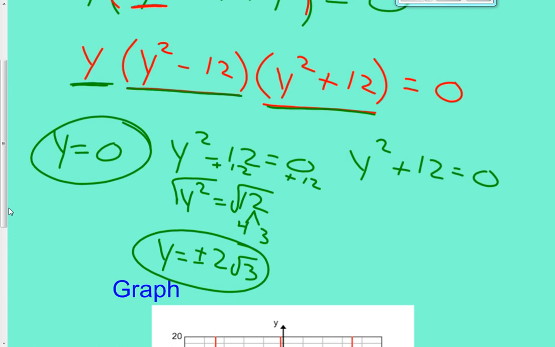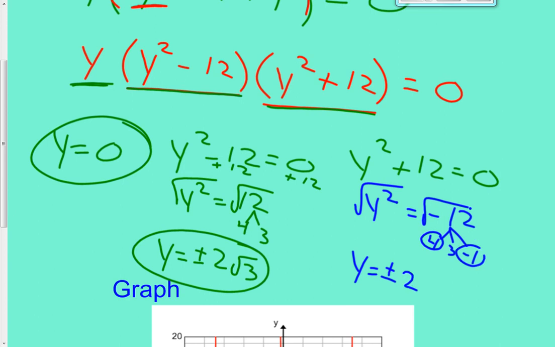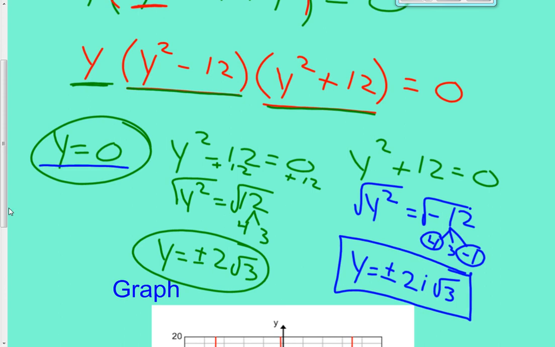And then my other one, y squared equals a negative 12. Square root both sides. A negative 12 factors down into 4 times 3 times a negative 1. So I get y to equal plus or minus the square root of 4 is 2. The square root of negative 1 is i. And then I have my square root of 3 left underneath the radical. Whew! There's my 5 answers. Y equals 0. Y equals plus and minus 2 square root 3. Y equals plus and minus 2i square root 3. Remember what an imaginary root is?